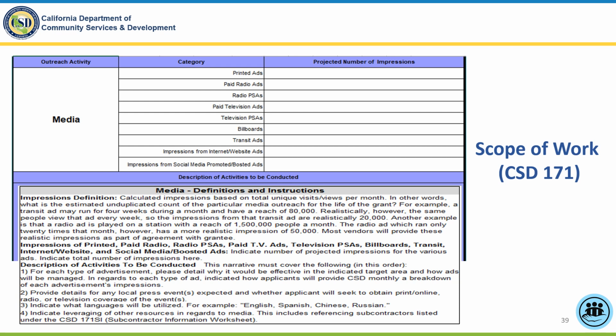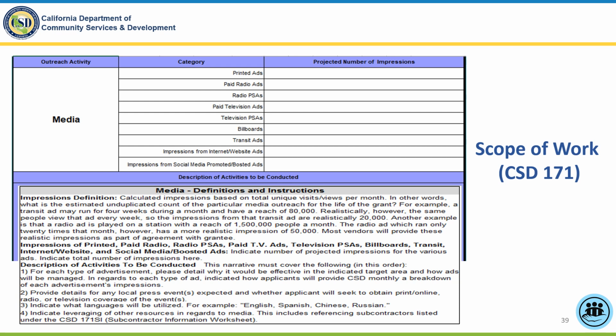A few things to highlight for media. 1. Impressions are unique visits or views per reporting period. 2 examples are provided in the instructions for clarity. When running any type of advertisement campaign, the company conducting the advertisement can easily provide organizations with the unique visits or views. 2. For each type of advertisement, your organization should conduct detail as to why it will be effective in the target area and increase the number of eligible Californians claiming the credits.